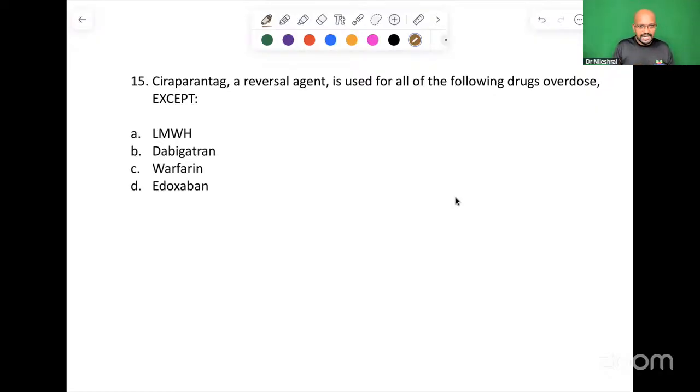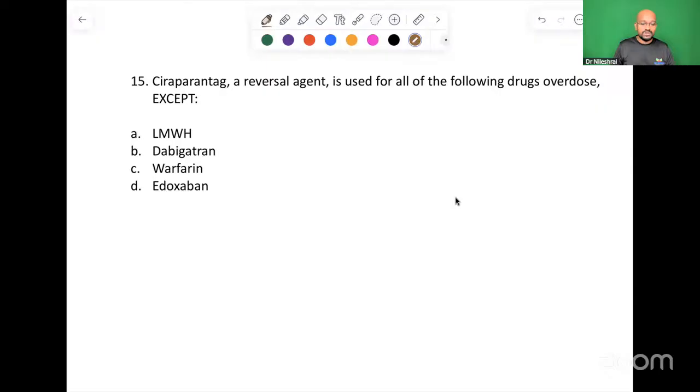Previous year question stated Siraparantag has been used against dabigatran and edoxaban. It is a universal antidote for all directly acting oral anticoagulant agents. But they have given in lots of different Q banks, they have explained that it has not been effective for low molecular weight heparin.